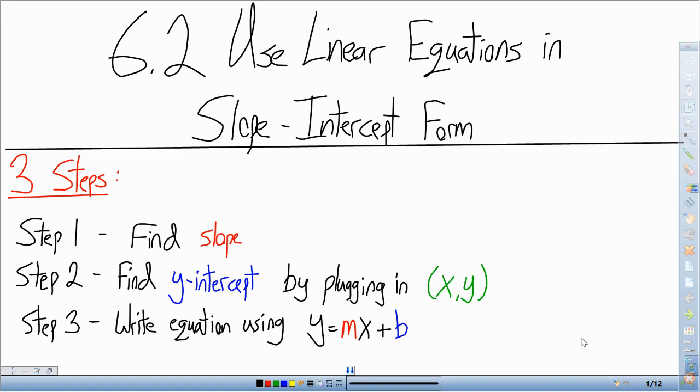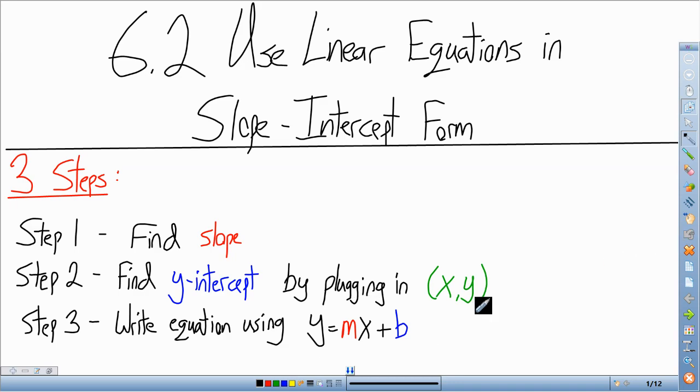Okay, so ultimately today our goal is going to be writing the equations in slope-intercept form. Here's the thing: we're going to be given less information than we're used to being given. So we're going to have to find some things ourselves, and these problems are going to be a little bit more elaborate than the ones before, but we're ultimately doing the same thing. We're writing equations in slope-intercept form: y equals mx plus b.